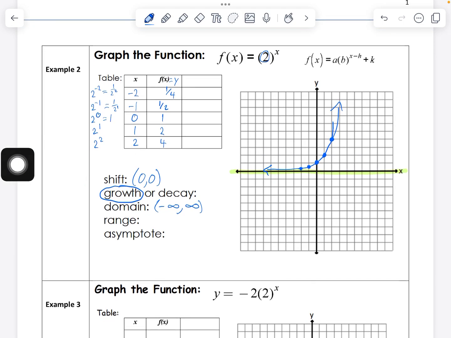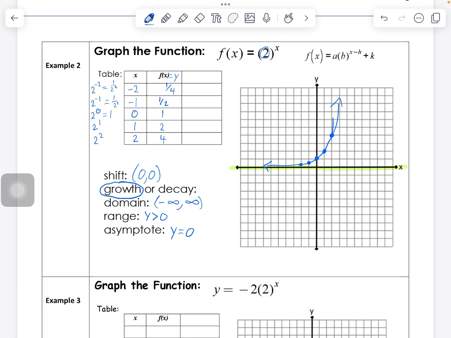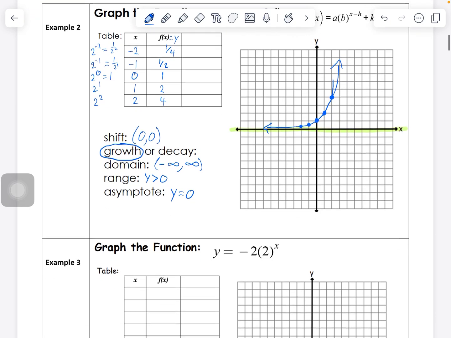The range is a little bit more specific on this one, because we are restricted to the line y equals 0 and everything above that line. So our range this time is going to be y greater than 0, not equal to, because we will never touch 0, but everything above 0 will work for this. And then the asymptote line, which is this line here, the highlighted one that we drew, that is y equals 0. And we are going to fill that in right away next time. Okay, so that's our first exponential growth function that we graphed.